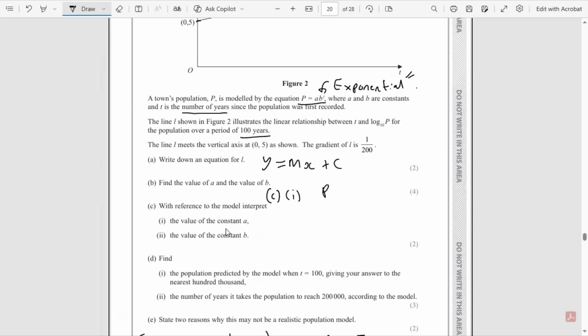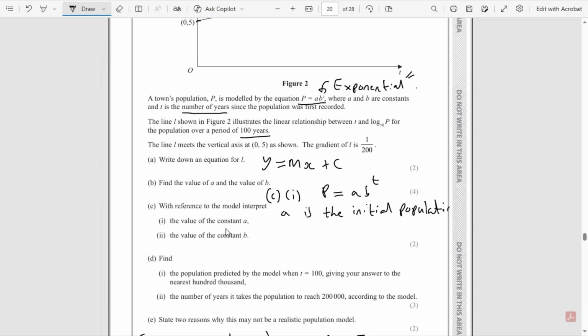So with an exponential model like this, P equals A times B to the power of T, imagine if T was 0. So if T was 0, you would have A times B to the power 0. B to the power of 0 is 1. A times 1 is A. So therefore, A is the initial population for this model specifically.